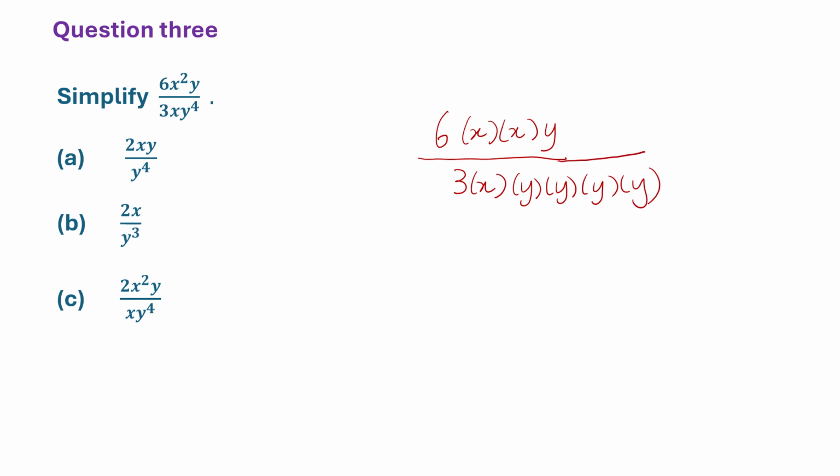All right, so we can see that y divided by y, that gives you 1. X divided by x, that gives you 1. And 6 divided by 3 gives you 2. So combining them, you will have 2x over y cubed. So the correct answer is B.